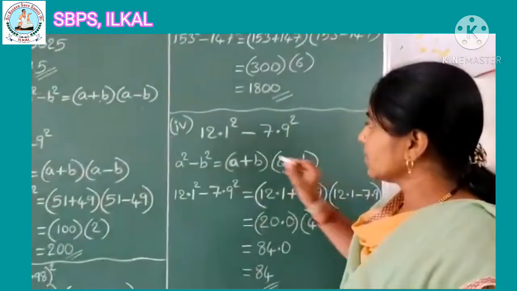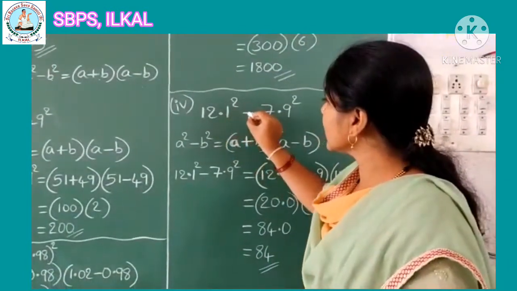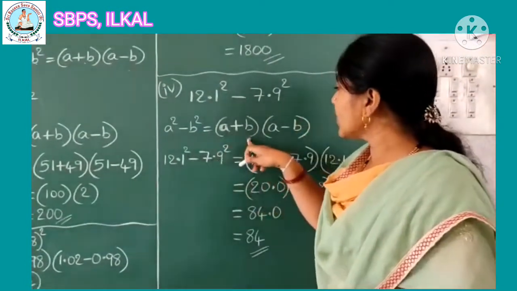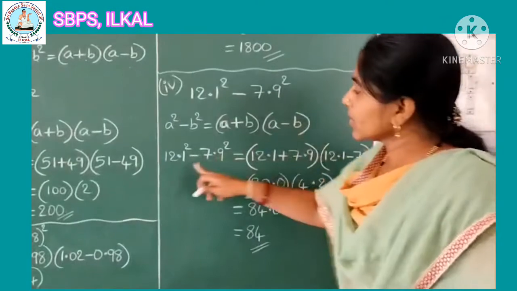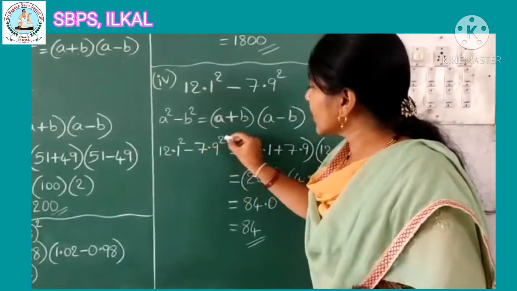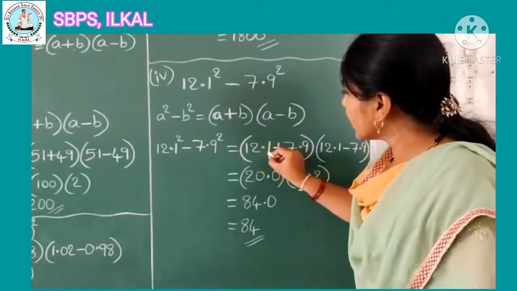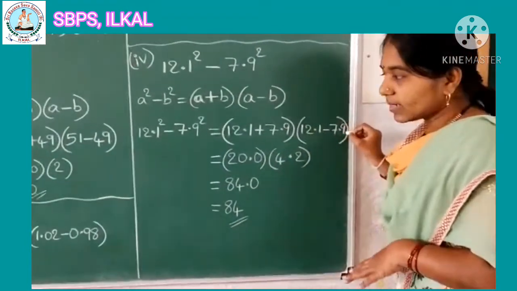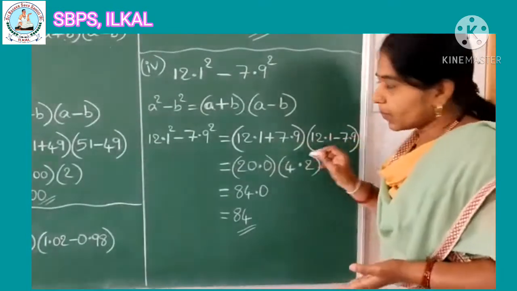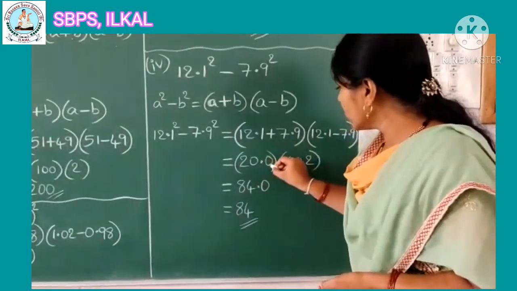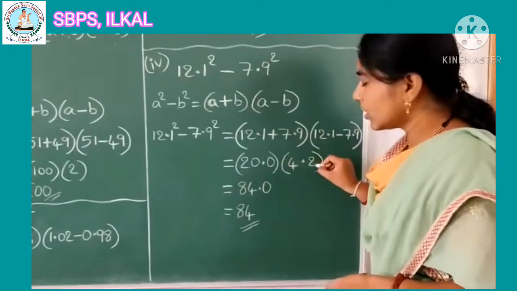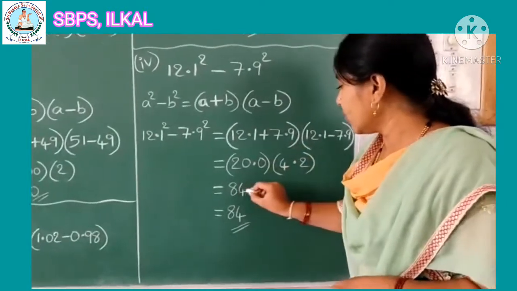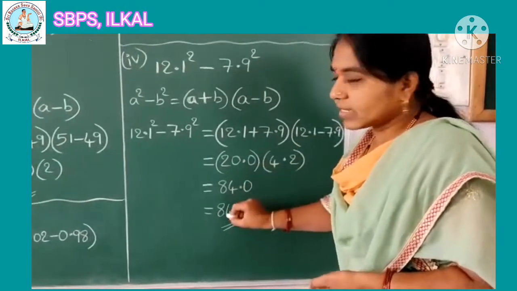Okay. Next one. 12.1 square minus 7.9 square. A square minus b square is equal to a plus b into a minus b. Then 12.1 square minus 7.9 square is equal to 12.1 plus 7.9 into 12.1 minus 7.9. A plus b into a minus b form. When you add, 20.0, we will get here 4.2 we will get after subtraction. These two you multiply, 84.0 we will get, which is nothing but 84.